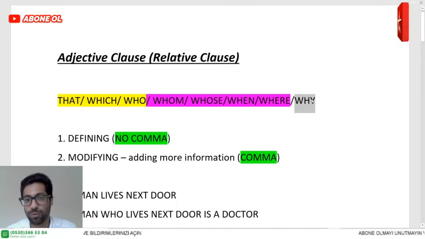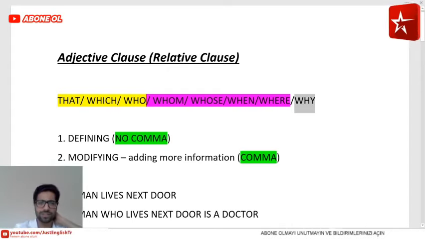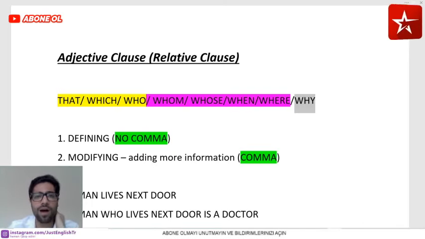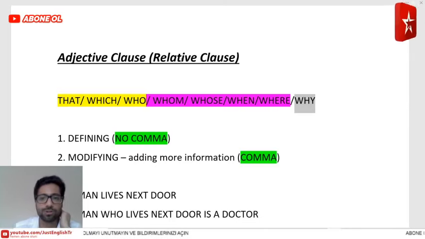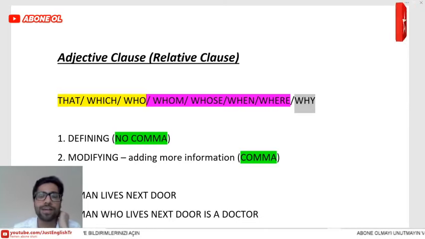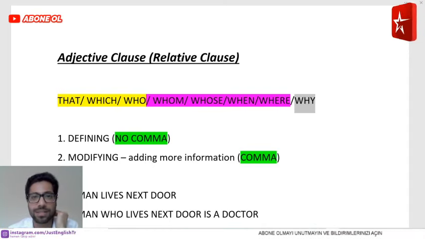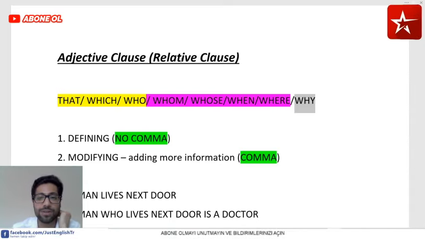Why, grammatically, there is no why in the adjective clause. However, we can use it. I believe there is, I'm not very sure. The reason why I didn't go near my father is because I don't talk to him. The reason why it's like this. However, it's not recommended in the language, because with the reason, you don't have to use why.